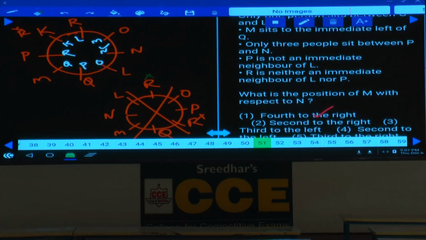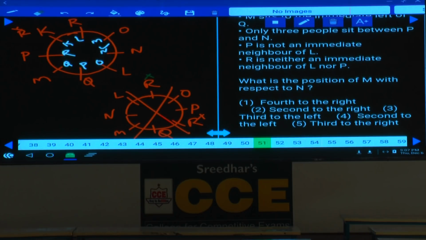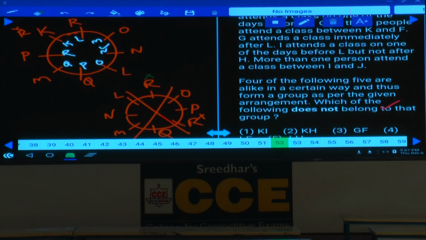Then 51, what is the position of M with respect to N? Position of M with respect to N, third to the left, that is given in choice 3. Third to the left, choice 3 is the answer. Then question numbers 52 to 57.